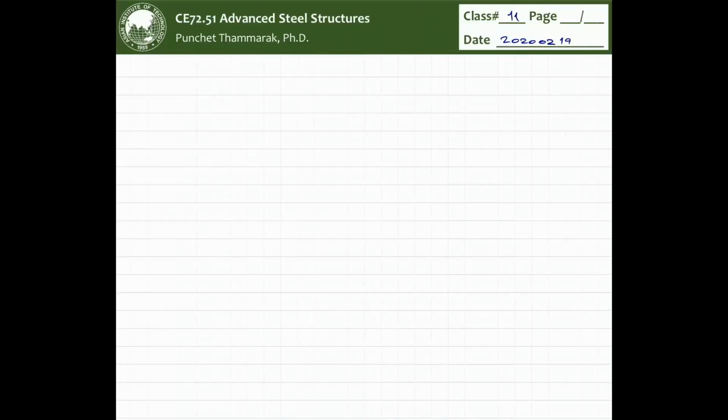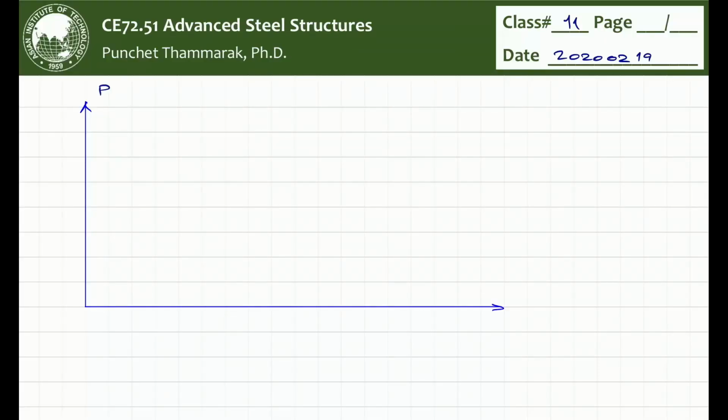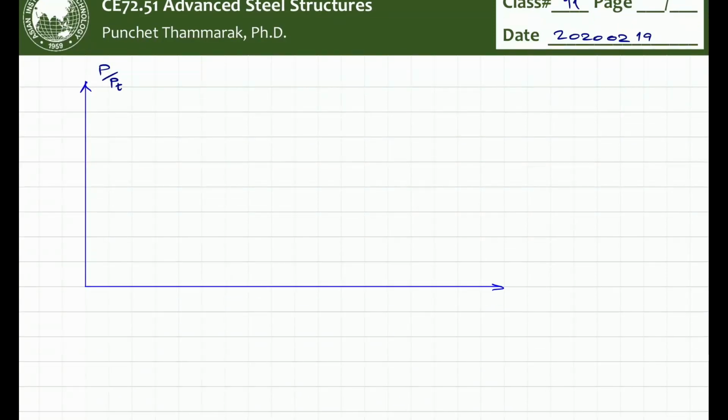Do the plot. Why today the pencil is so sensitive? It understands that I do the double tap and switch from pencil to rubber. Okay. So this is the ratio between P over PT. You normalize it, and this is the ratio between delta naught to D.